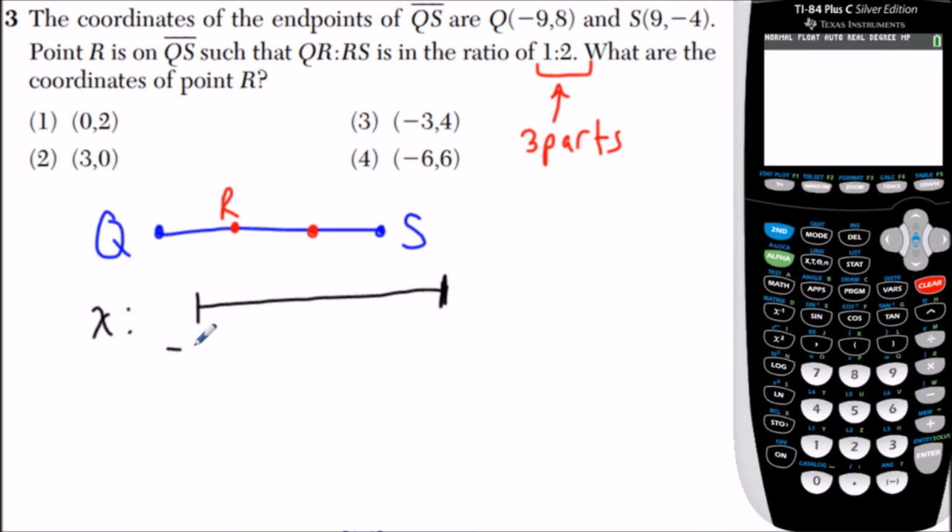But Q starts at x equals -9 and S ends at x equals 9. And if I'm breaking this into 3 parts, what I want to do is divide the change in x by 3. So my change in x, to go from -9 to +9, is an increase of 18. So that means I'm going to be counting by 6.